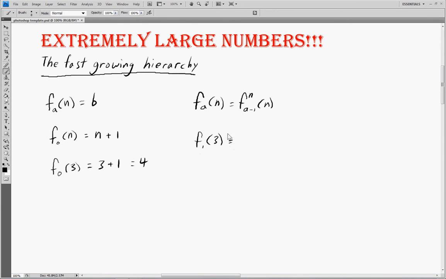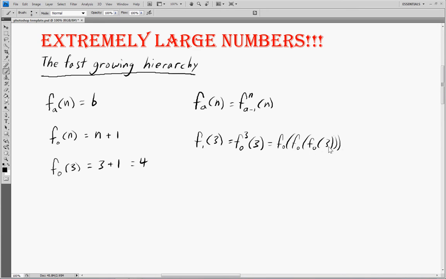Let's break this apart. In this case, n is 3, so we're going to go 3 copies of the f 0th function, because a is equal to 1, so we take 1 minus 1, which is 0. And this is going to be of n, which is 3. The superscript 3 means 3 copies of the f0 function. So we're going to take f0 of f0 of f0 of 3, which is a way of writing nested functions.